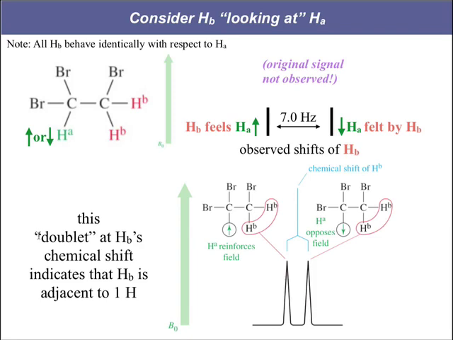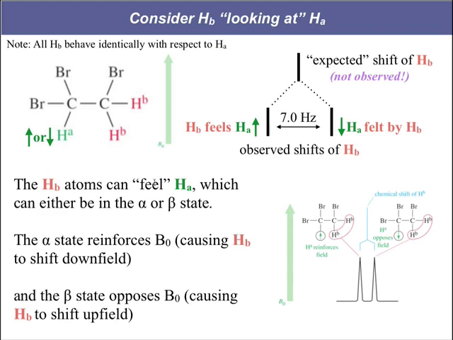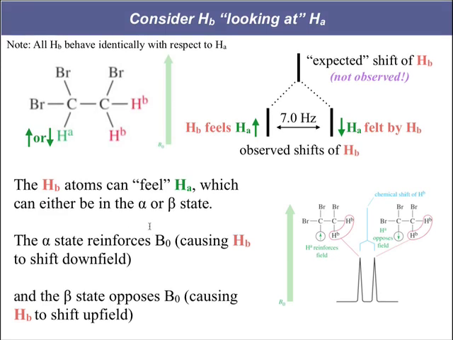Basically, the doublet implies that the B's are next to one hydrogen. That hydrogen could be up or down. So B feels A, which can either be in the alpha state or the beta state. The alpha state reinforces the magnetic field, causing B to shift downfield. Remember that when an atom feels more magnetic field than it should, it shifts downfield. When it feels less magnetic field than it should, it shifts upfield. So the beta state that opposes B0 causes B to shift upfield. That is the origin of our doublet.